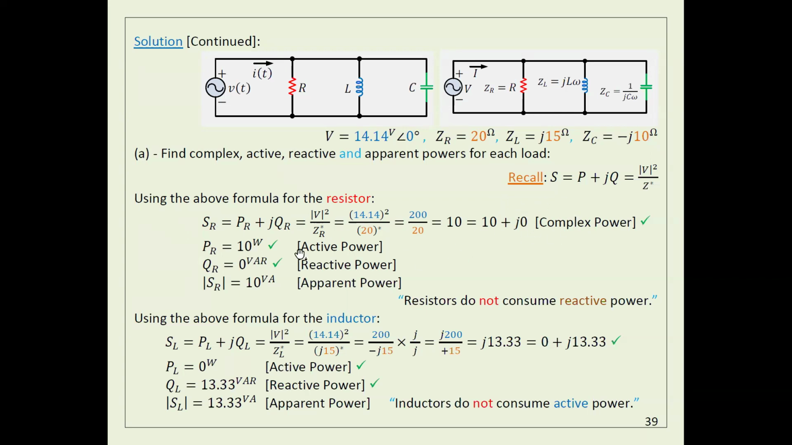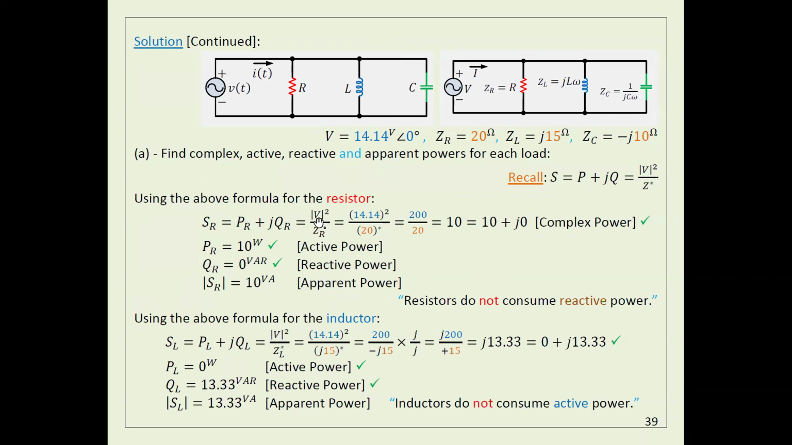So if I ask you, what is the active power? This is 10. What is the reactive power? This is 0. And now, what is the magnitude? That's what we call the apparent power here, which is the square root of 10 squared plus 0 squared, which is actually 10. Any question for this one? For every element, I can repeat it for each element.